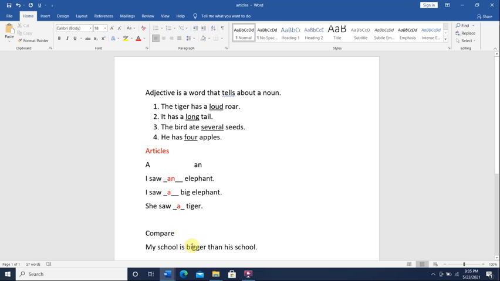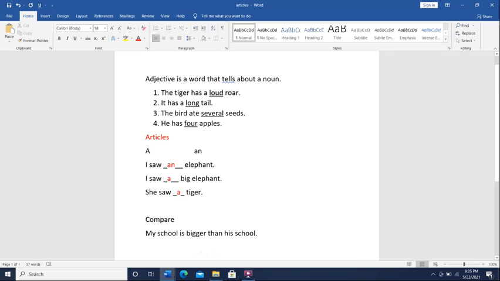So what did I do to the adjective? The adjective is big. I added another G because this is a short adjective, and I added ER. So when you compare between two people or places or things, you add ER to the adjective, and then you add the word than. When you are comparing more than two, you add EST.